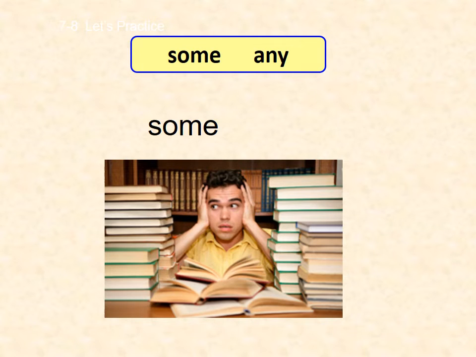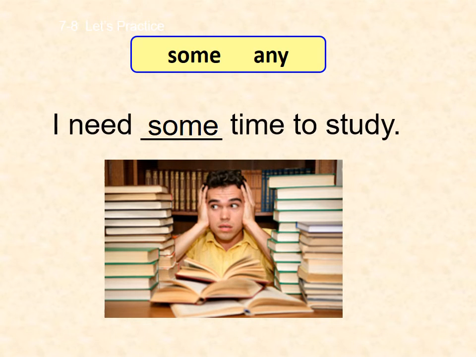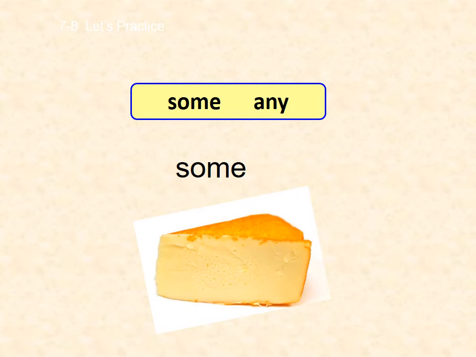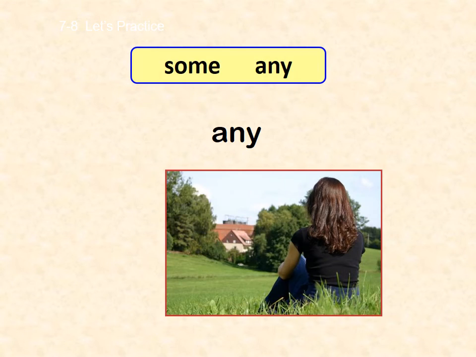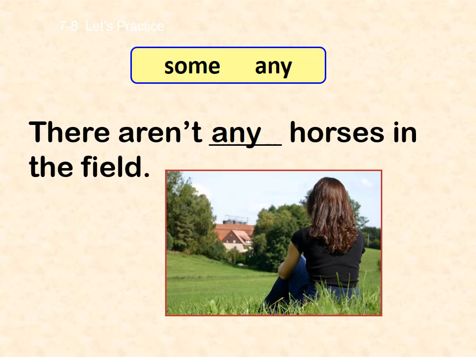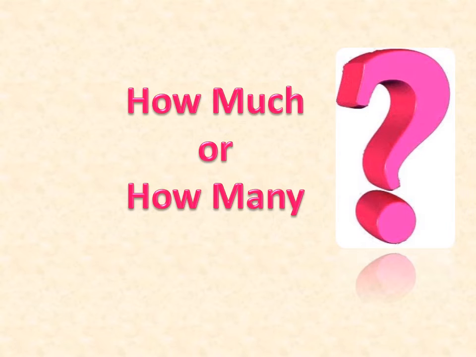Okay, let's practice about some and any. I'll say what? I need some time to study. But if I'm going to put any, I'll say what? I don't have any time to study. There is some cheese. If I want to say any, I'll say there isn't any cheese. There aren't any horses in the field. It's empty, so there aren't, it's negative, so I put any. I can't put some.